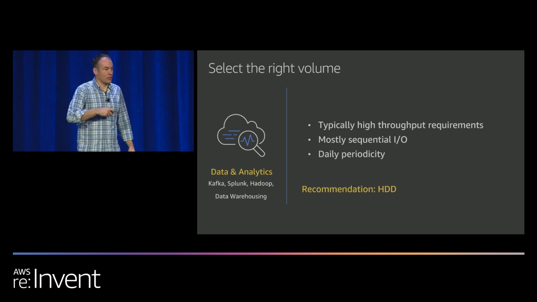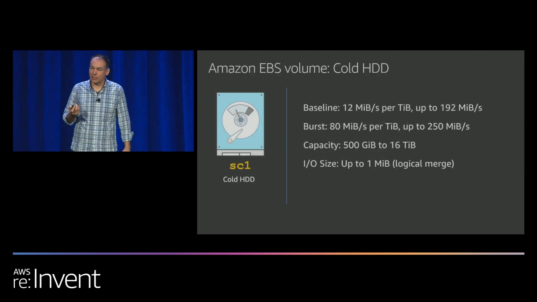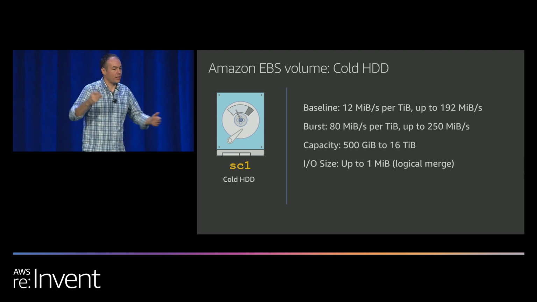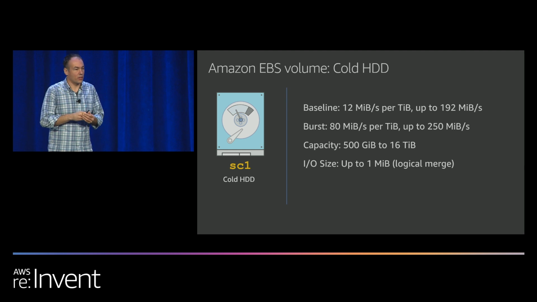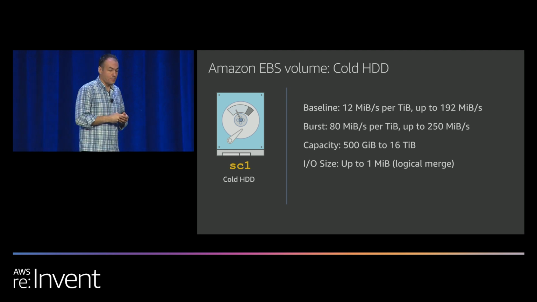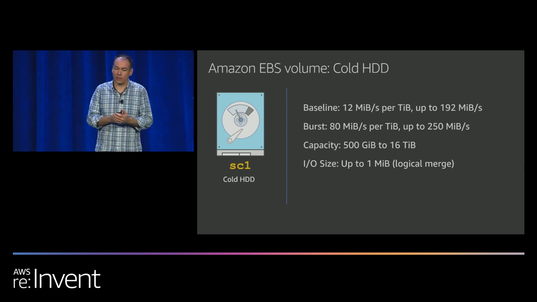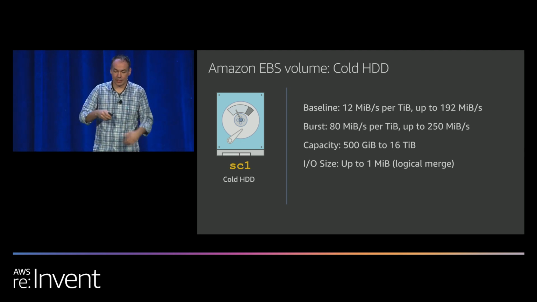And so these are good for one of our hard drive backed products, either ST1 or even SC1, which is a little bit colder. This is designed for one complete scan a day. So the baseline throughput is lower, the burst throughput is lower, and it comes at a lower cost as well. Everything else is similar to our ST1 product. So we've got the 1 megabyte logical merge, 500 gigabyte minimum capacity, and up to 16 terabytes.